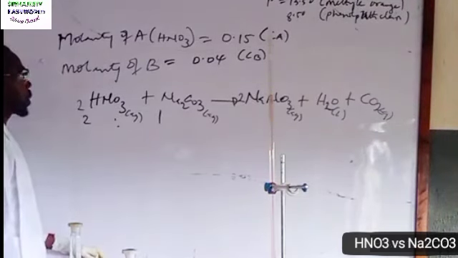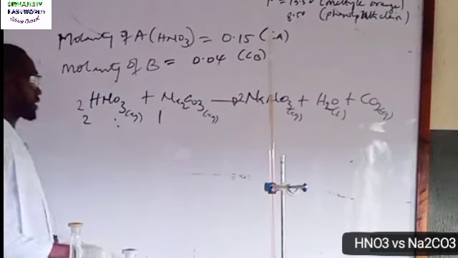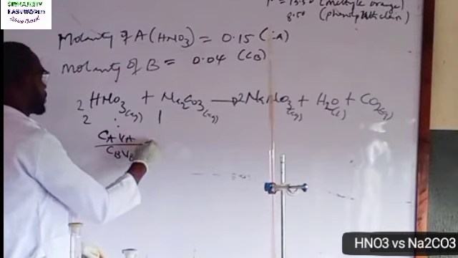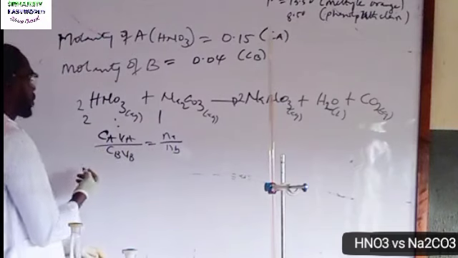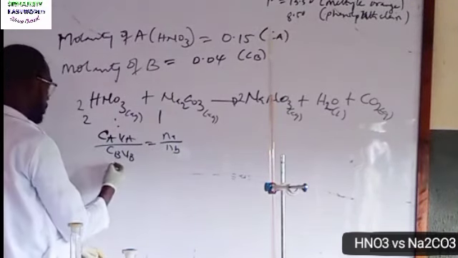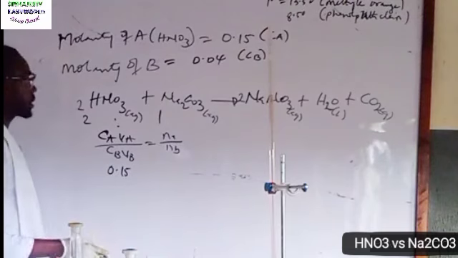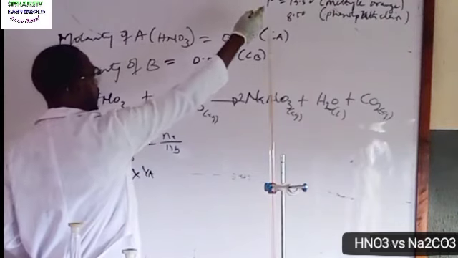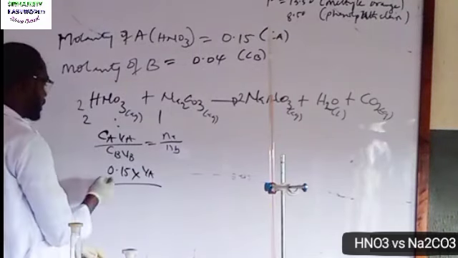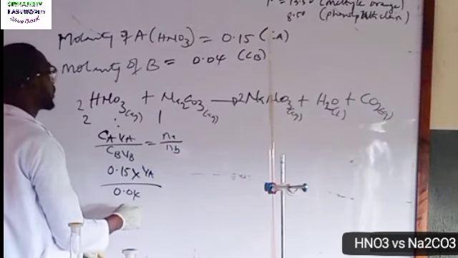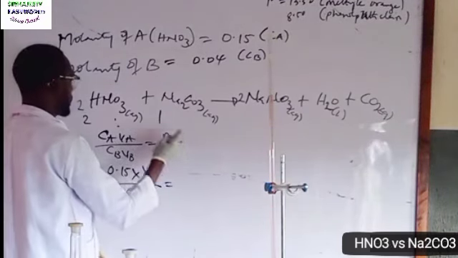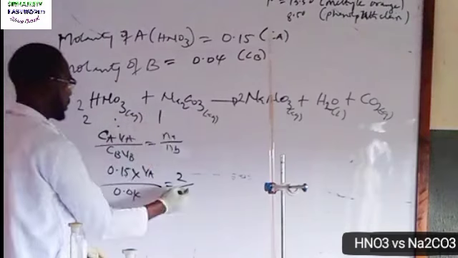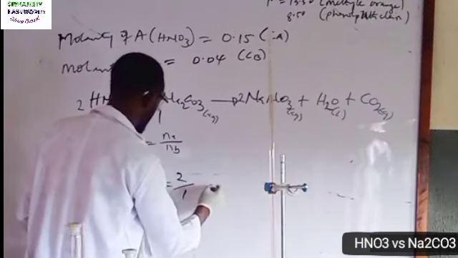Then we want to calculate what should be the correct endpoint. We want to use CA over CB equals Na over Nb. Ca is the concentration of acid, which is the molarity, and it is 0.15 from what I told you from my analysis using 70%. Then times Va will make it unknown, even though we got 13.5 and 8.5. Then divide by Cb, which is 0.04, equals Na, the mole ratio of acid, which is 2, over Nb, the mole ratio of base, which is 1. So having done this mathematically, we have to cross multiply.